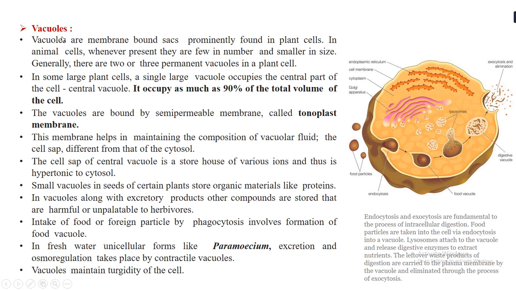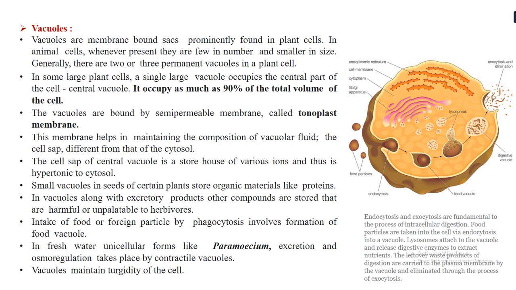The next cell organelle is vacuoles. Now vacuoles are membrane bound sacs which are prominently found in plant cells. In animal cells, wherever and whenever they are present, they are present in very minimum amount, few in number, and smaller in size compared to the plant cells. First of all, they are very few in number, and if at all they are present, they are very small in size.